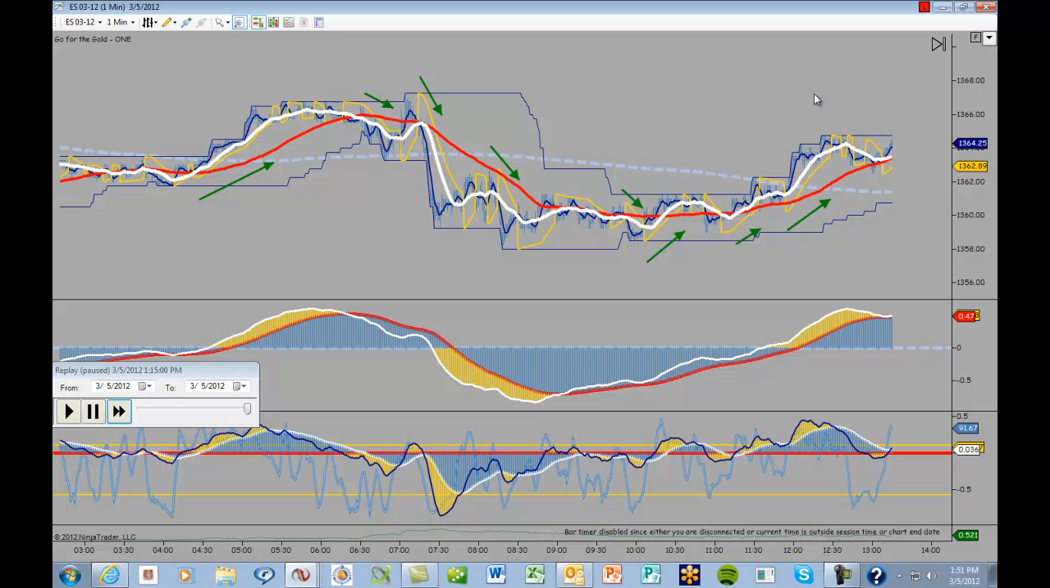8 good trades, no losers today, and $1,925 total. We can scrape by on that.